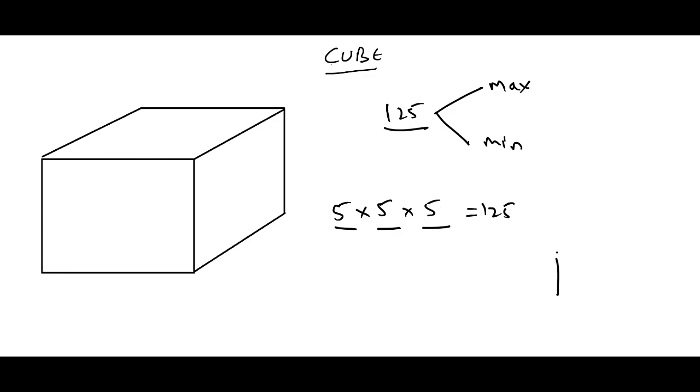Now let's take a plank, and we have to cut this plank into 5 parts. So how many cuts do we have to make? 1, 2, 3 and 4. Let's see the number of pieces, 5.